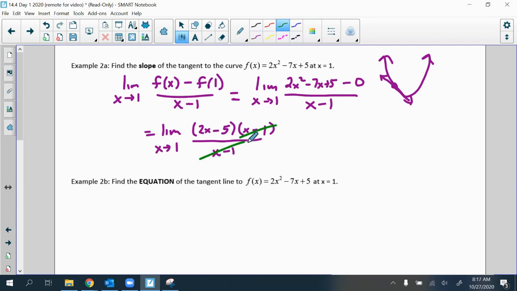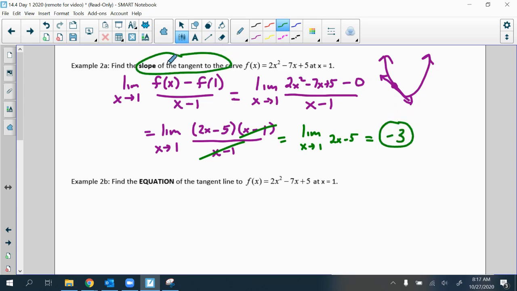Notice that the x minus 1s will then cancel. So now I have the limit as x approaches 1 of 2x minus 5. And now I can just directly substitute 1 in after doing some algebra, and I end up with negative 3. So this is the slope of the tangent line to the curve. Now if I want to write the equation, I just remember that (1, 0) was the point. So I write y minus 0 equals negative 3 times x minus 1.